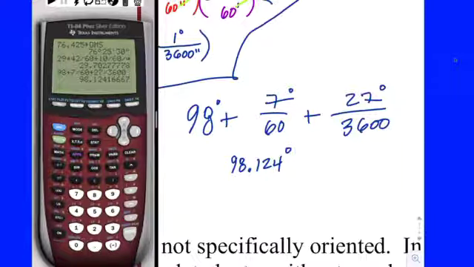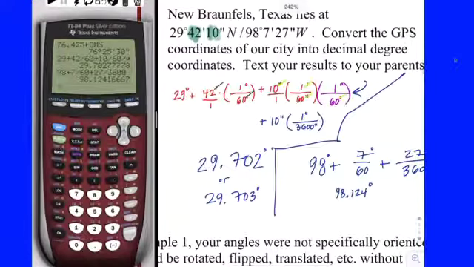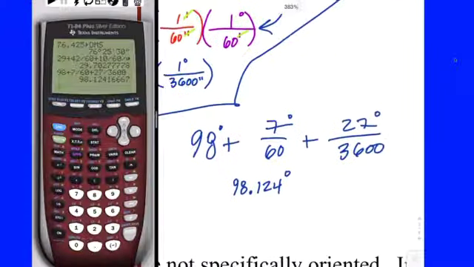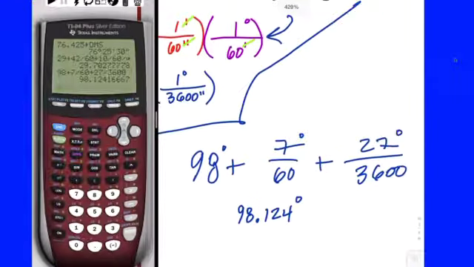So you can write it out exactly as we did on the latitude coordinate with the units and divide them out. That's good affirmation to yourself that you did it correctly. But at the very, very least, what I would expect to see on tomorrow's quiz is what I have written there: 98 degrees with units plus the minutes, 7 divided by 60 degrees, plus the seconds, 27 divided by 3,600 degrees. That would be the least you can write and get away with full credit.